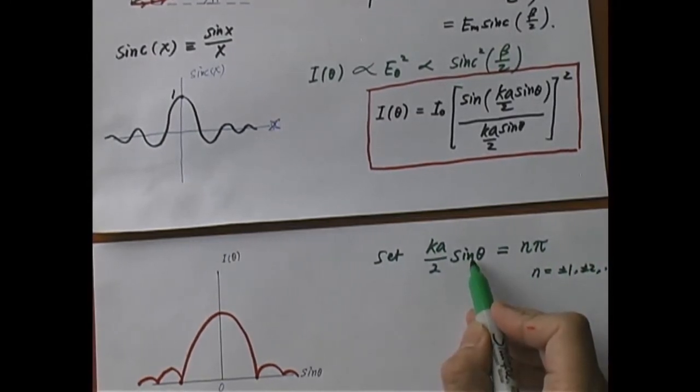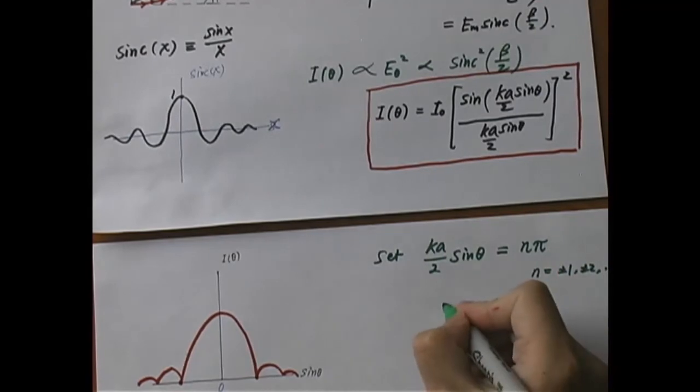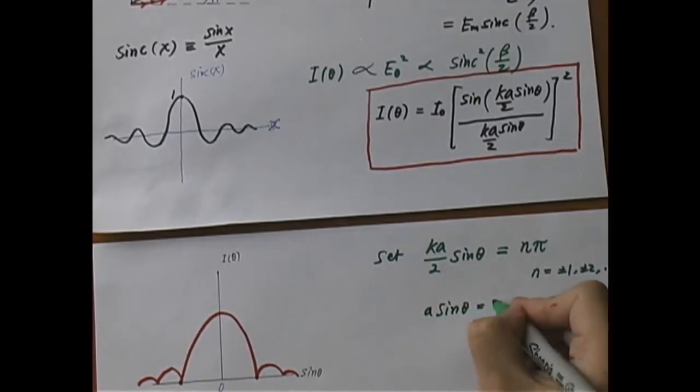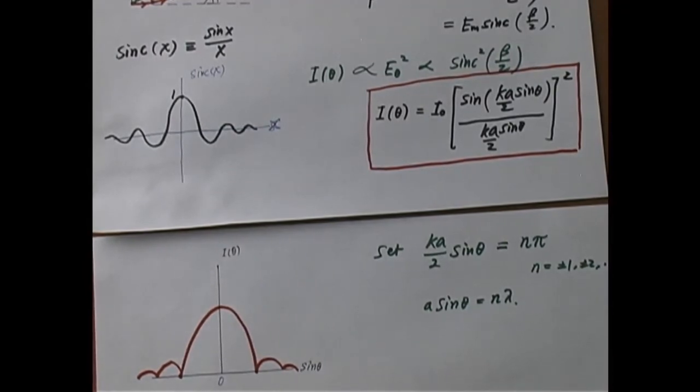We can solve for sine theta. What is that equal to? Well, k is 2 pi over lambda. 2 and 2 cancel. That's pi a over lambda. Pi and pi cancel, so you get a sine theta equals n lambda. Hey, doesn't that look familiar? It says when a sine theta equals n lambda, you can get a minimum. But that's exactly what we suspected. In fact, we proved that without even going through this derivation.